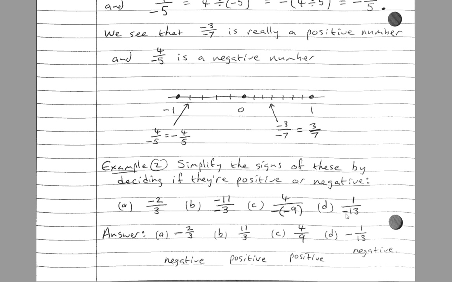And this is a positive over a negative, different signs. So the whole thing is negative 1/13. So this is the main one where I see mistakes. Don't forget, a negative divided by a negative is positive, not negative.